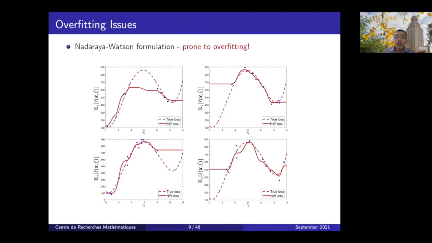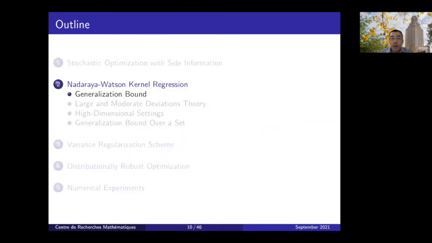So one of the critical issues with the Nadaraya-Watson estimator is that it is known to be prone to overfitting, especially when only limited data is available. As can be seen from the examples here, the Nadaraya-Watson estimator, represented by the solid red line, is noisy and deviates quite a bit from the true loss function denoted by the dashed red line. So in this talk, we are going to develop a regularization scheme that mitigates the overfitting effects, and the regularization scheme is grounded on the generalization bound for the estimator.